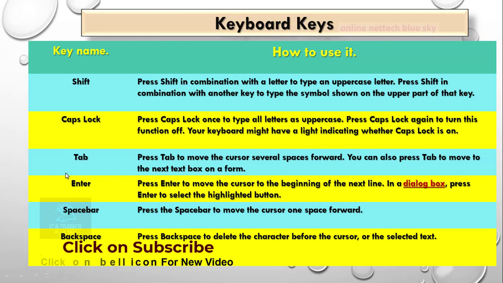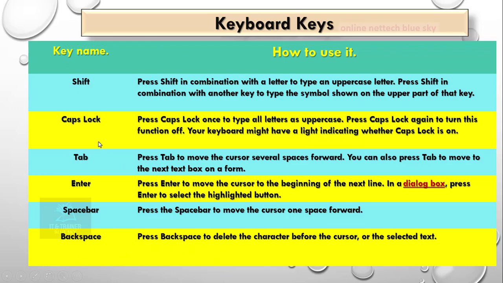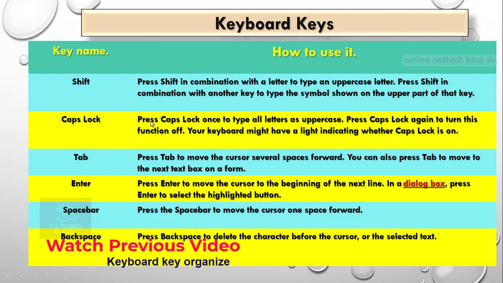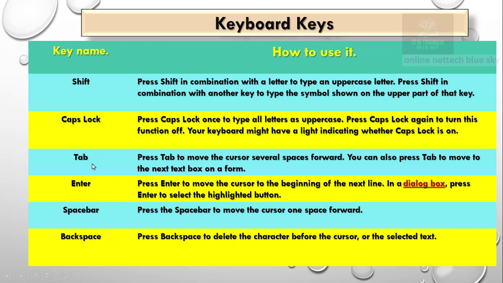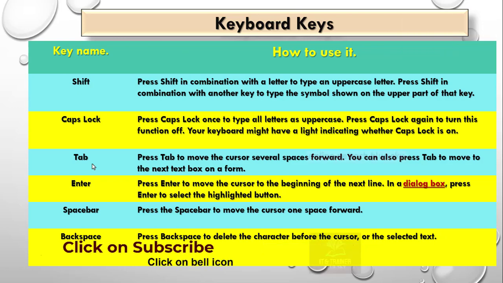What is a tab button? Press the tab button to move the cursor several spaces forward. Space is one type: you can see here, between two words I give space. After giving this space, I give the next word. So between two words there is a space, it is the space button. But what is a tab button? Tab button is a forward space equal to 8 spaces. You can also press tab to move to the next box on a form.